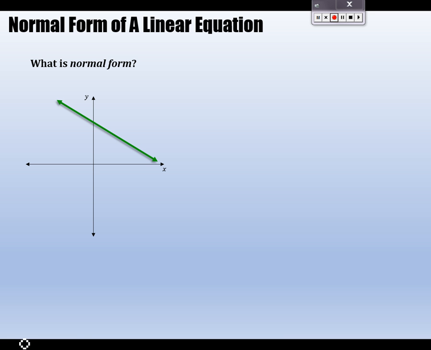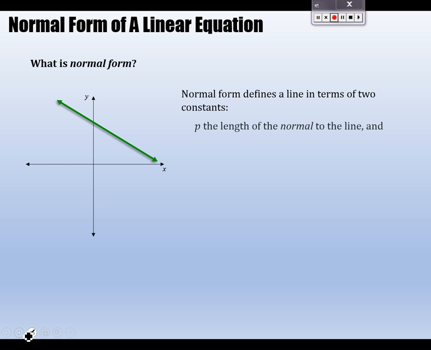So what is normal form? This is another way to describe a line using two parameters. In Algebra 1, you might have used two things, like the slope and the y-intercept, or the slope and one point, or three numbers A, B, and C for standard form. So that's the same idea here. We've got two things that we're going to hand you, and with just those two pieces of information, you're going to be able to come up with a unique line in the plane that's described by just these two parameters.